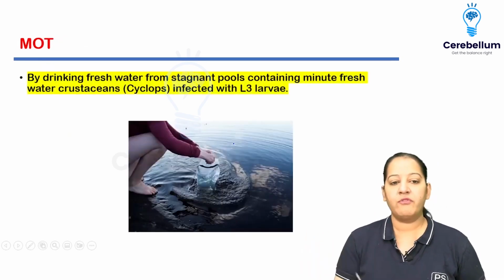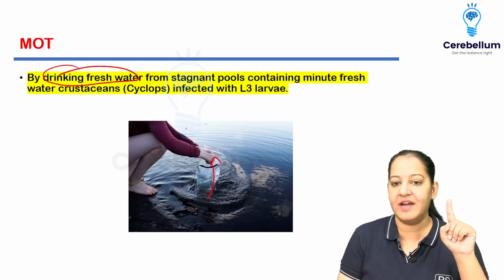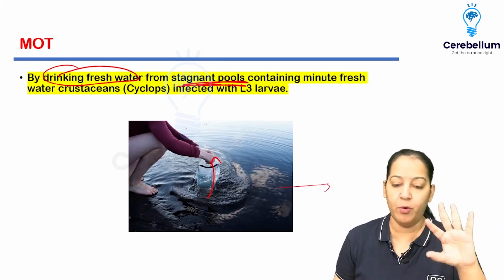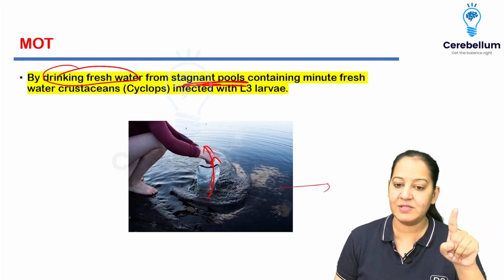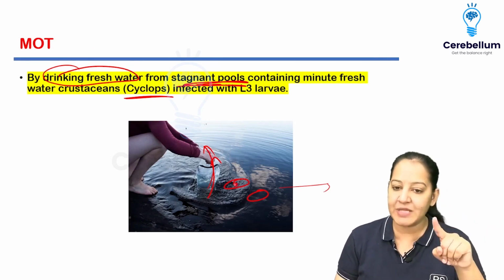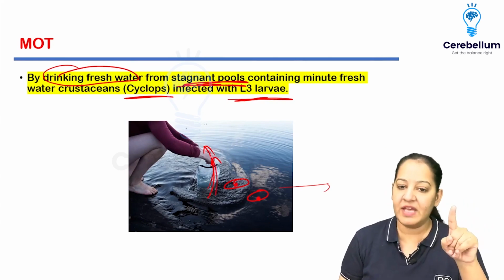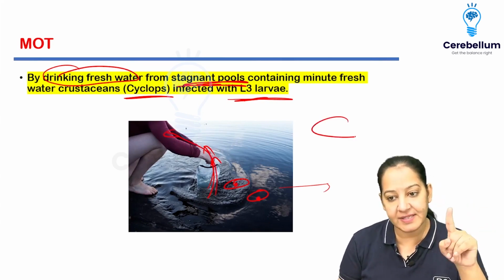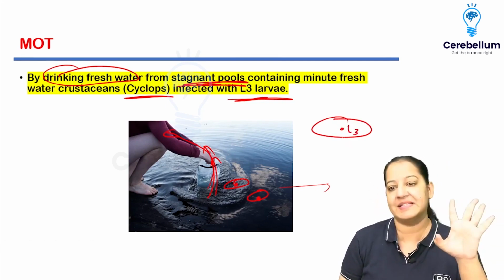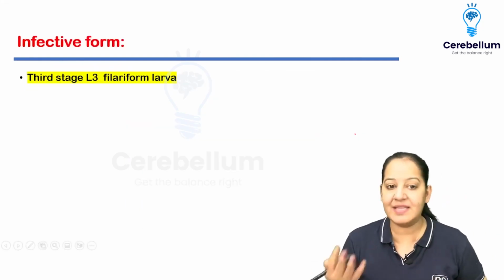So adult male and female fertilize, the female becomes gravid and the female directly releases the larva without egg. Mode of transmission is drinking fresh water from stagnant sources, not flowing. It can be a lake, it can be a pool. So drinking the water from stagnant sources containing cyclops, and inside the cyclops L3 larva is present. So L3 larva is the infective stage. So the person is drinking the water that contains the cyclops, and the cyclops contains the L3 larva of Dracunculus medinensis.